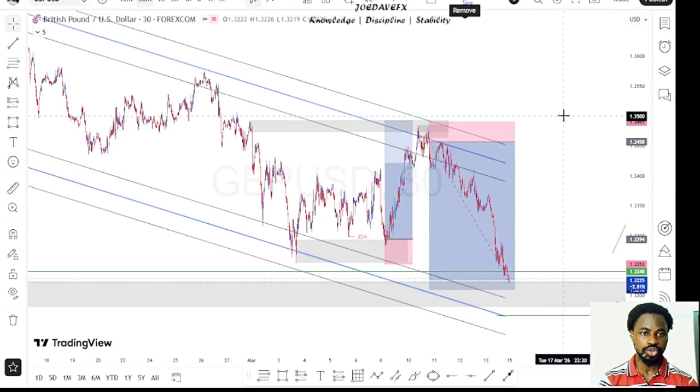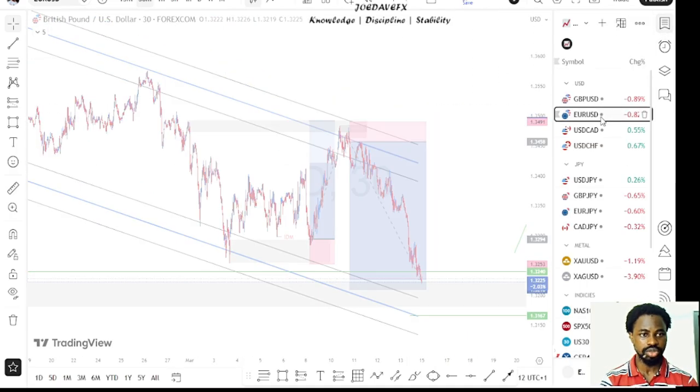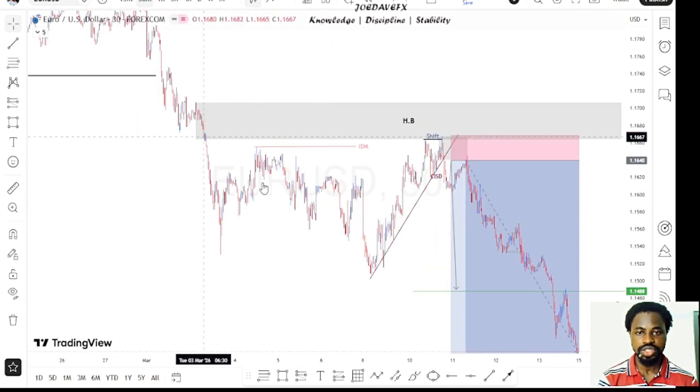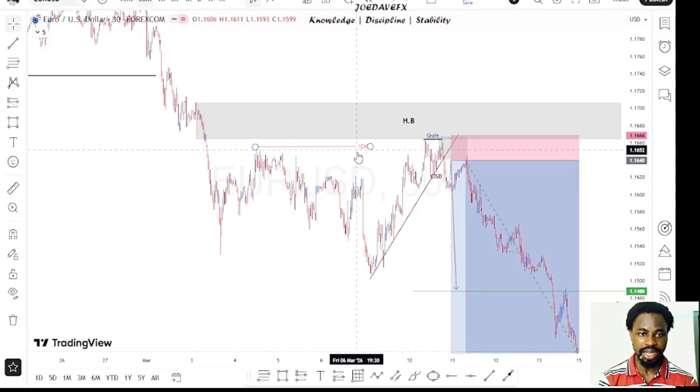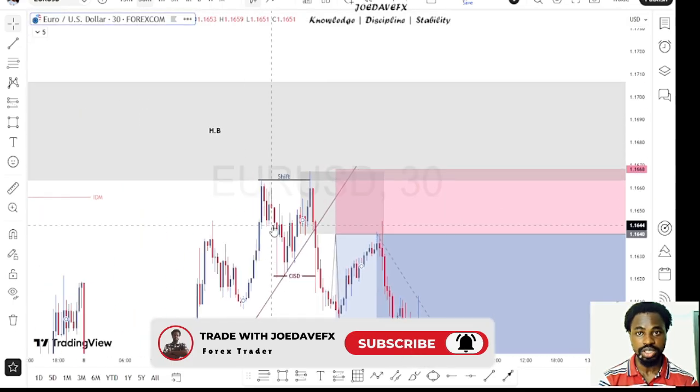So now let's go to EUR USD, which was the second one I took the trade on. So now this is EUR USD right in front of me. What I used to get in this trade is very simple. I can see where price retraced here, couldn't tap into this area, then rejected, which is an inducement, and immediately it went there. Just what I explained on GBP USD on the higher time frame.